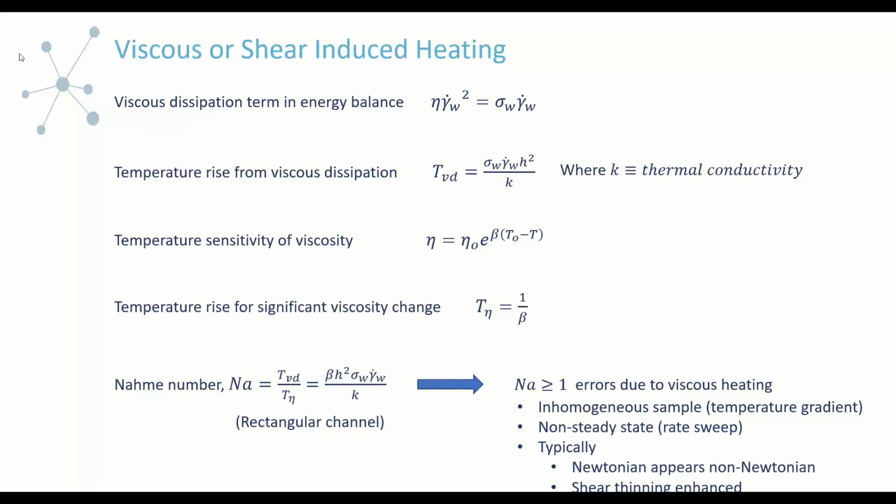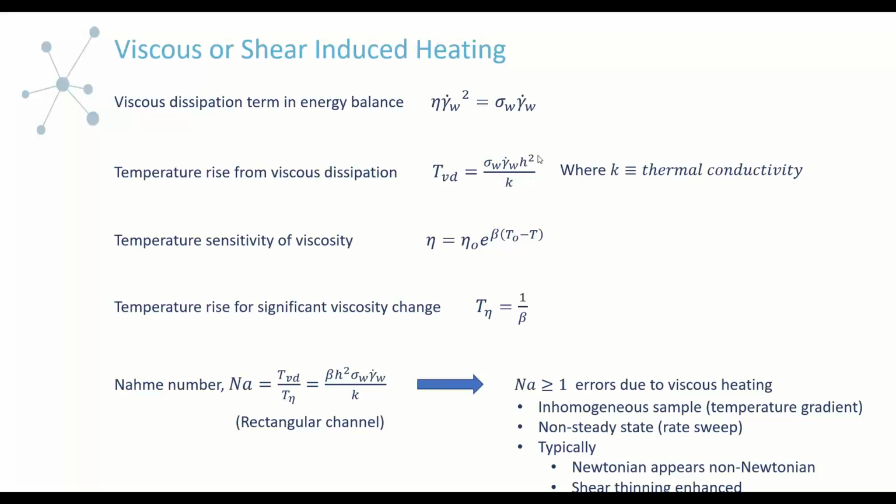So the first thing I'm going to do is take this viscous dissipation term, and we want to say, okay, knowing this, what kind of temperature rise do we expect for our sample from this viscous dissipation? And so that's what this is. This is the scaling for the temperature rise that comes from the shear flow. And you can get this if you look more closely at the energy balance. You can get this particular relationship.